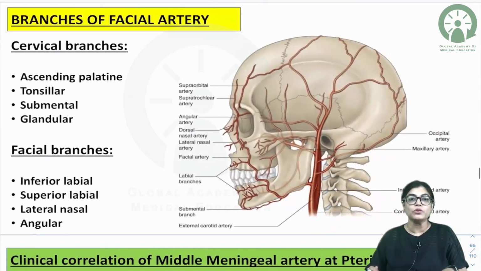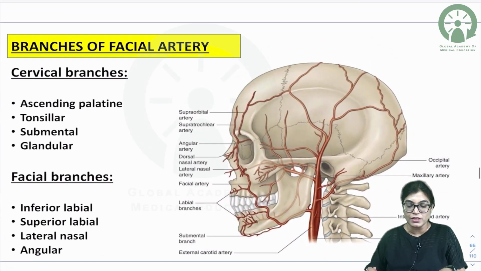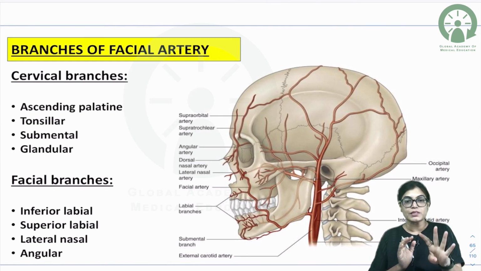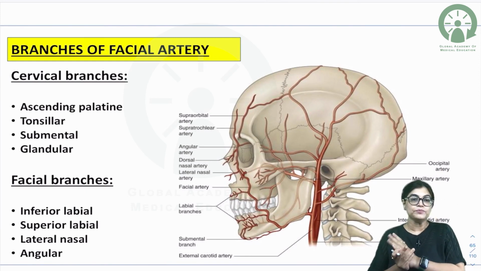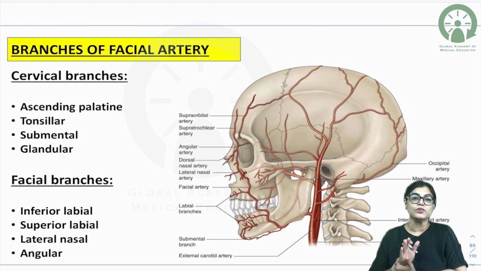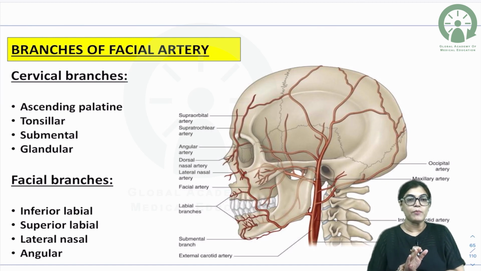So it is important to note down all the branches of the facial artery. It gives 4 cervical branches and 4 facial branches. The 4 cervical branches are ascending palatine, tonsillar, submental, and glandular branches. The 4 facial branches are inferior labial, superior labial, lateral nasal, and angular branch.